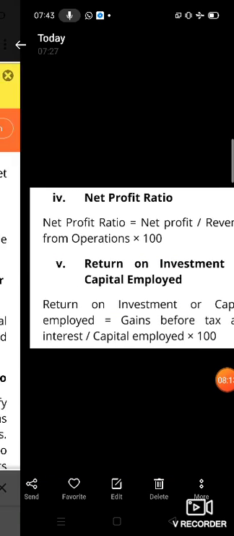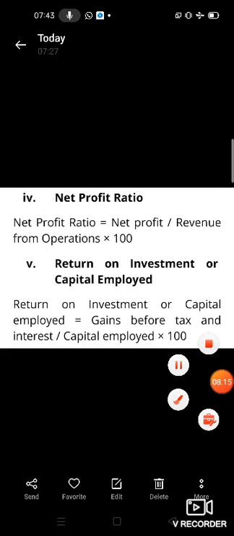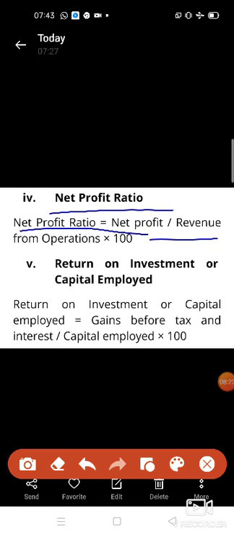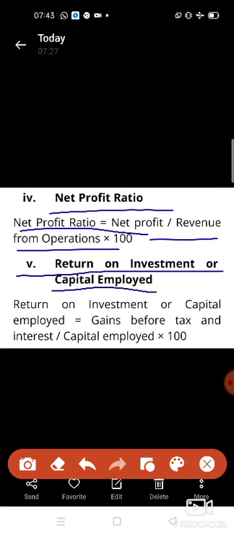Net profit ratio. Net profit ratio equal to net profit divided by revenue from operation into 100. Number 5, return on investment or capital employed. Return on investment or capital employed equal to gains before tax and interest divided by capital employed into 100.